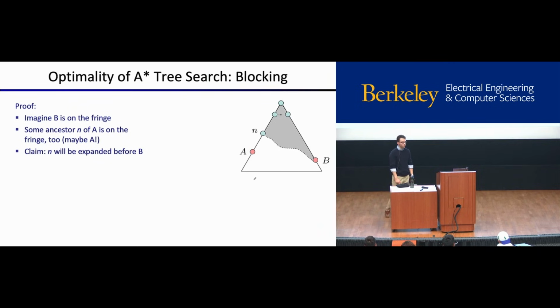Okay, how could we do that? Well, which nodes get expanded, right? Like if we have this fringe, right? We have this fringe. Which nodes get expanded first?